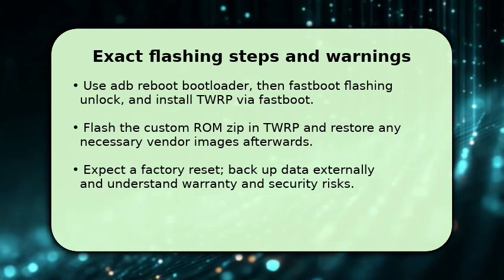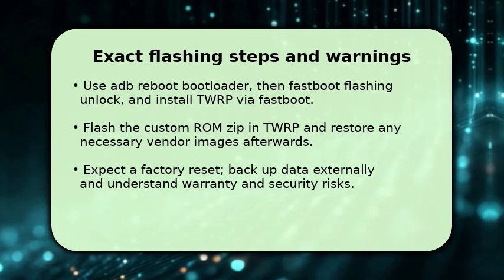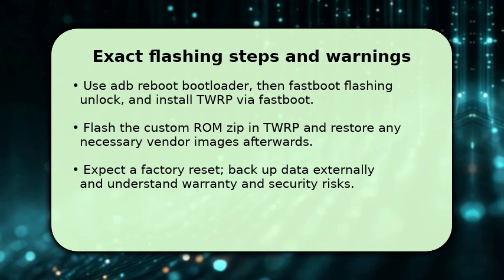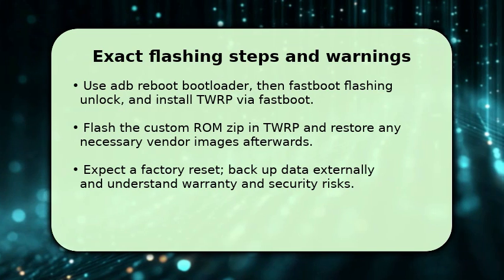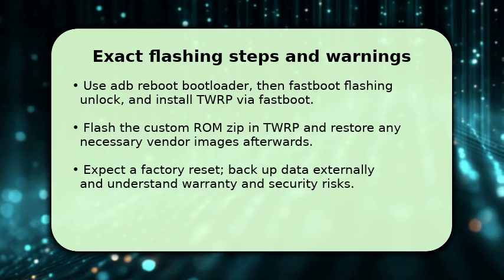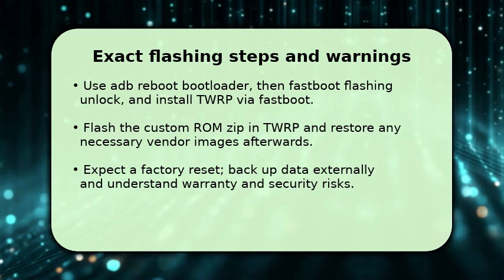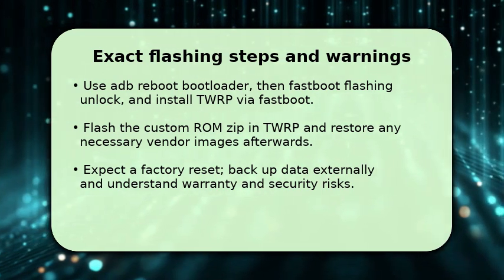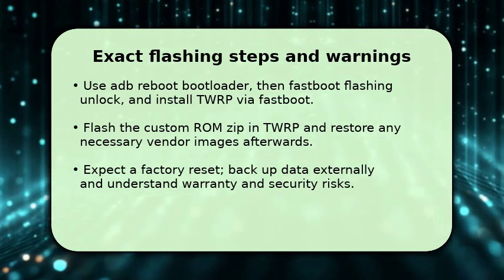Use adb reboot bootloader, then fastboot flashing unlock to unlock the bootloader on compatible devices. Flash TWRP with fastboot flash recovery twrp.img and boot into recovery immediately. In TWRP, make a Nandroid backup and then sideload or install the custom ROM zip. Flash vendor or modem images if required, and then wipe cache and Dalvik before rebooting.